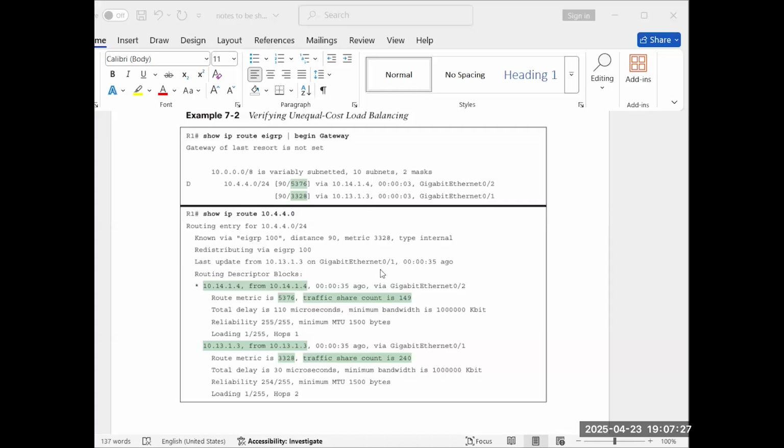If there's a requirement to load balance, then we can share traffic between 2 links. If it is not required, then we can just leave it as it is. The feasible successor will just be idle. There will not be any traffic sent on the feasible successor's path. Clear on this unequal cost load balancing? Yes, ma'am. Okay, so we'll move on to the next one.